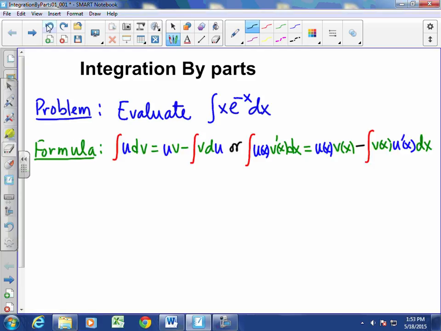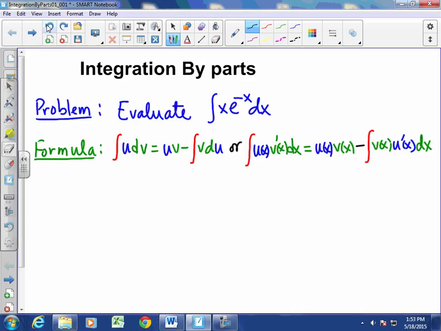The formula for integration by parts is the integral of u dv equals uv minus the integral of v du, or the integral of u of x v prime of x dx equals u of x v of x minus the integral of v of x u prime of x dx. So the first step consists of determining what is u of x and what is v prime of x.